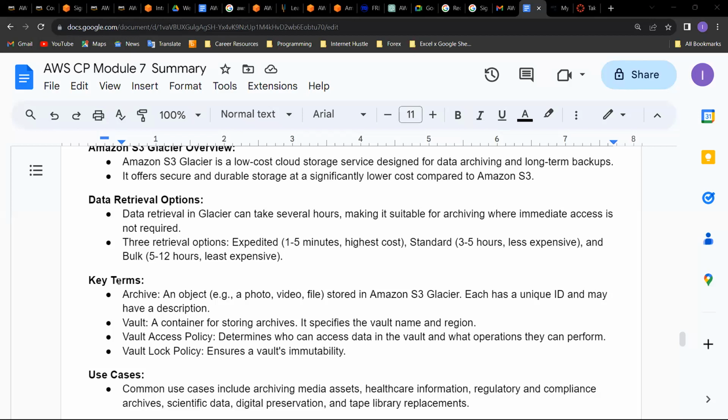And there is also a vault lock policy, right? That ensures that your vault is locked and safe.